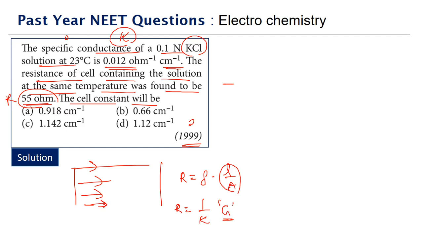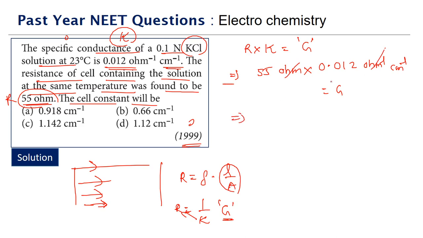We are looking for G, the cell constant, so we have to take kappa to the other side. R into kappa will be equal to the cell constant G. R is given as 55 ohm and kappa is 0.012 ohm inverse centimeter inverse. The G value, L by A, will be in terms of length inverse. So ohm and ohm inverse are cancelled. So 55 into 0.012 will be 0.66.